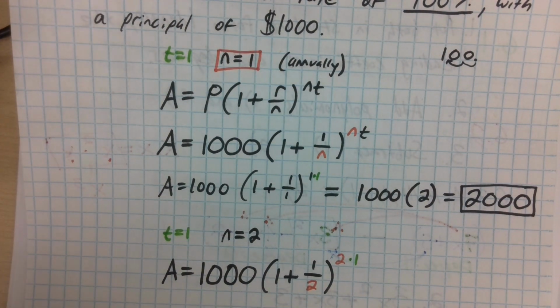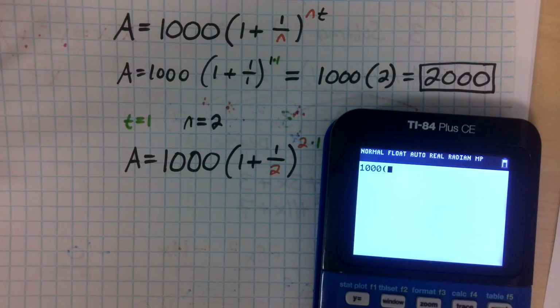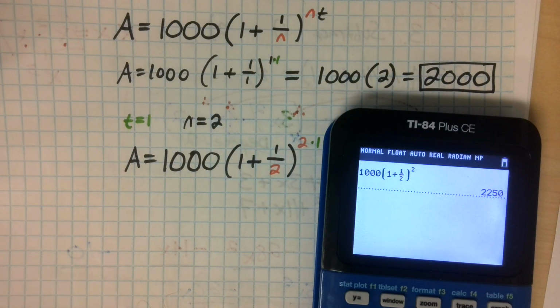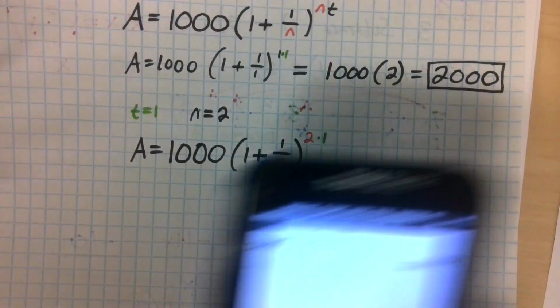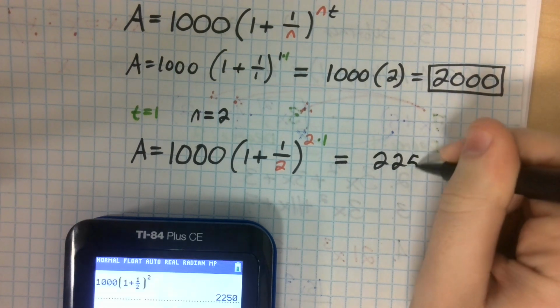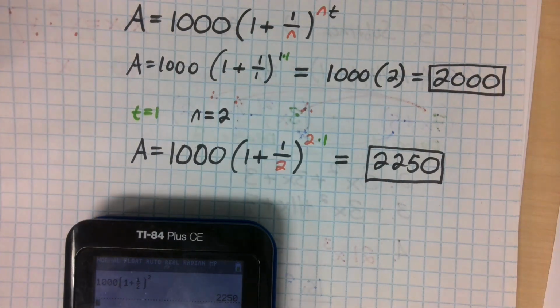Well, if I take out my handy-dandy calculator here, we can actually see what this value is. So 1,000 times 1 plus 1/2 raised to the 2 times 1, which is just 2. We end up with 2,250. Would you look at that? We have a good amount of money here. Instead of it being just $2,000, we would have $2,250. Not bad at all, an extra 250 bucks. I'll take that.